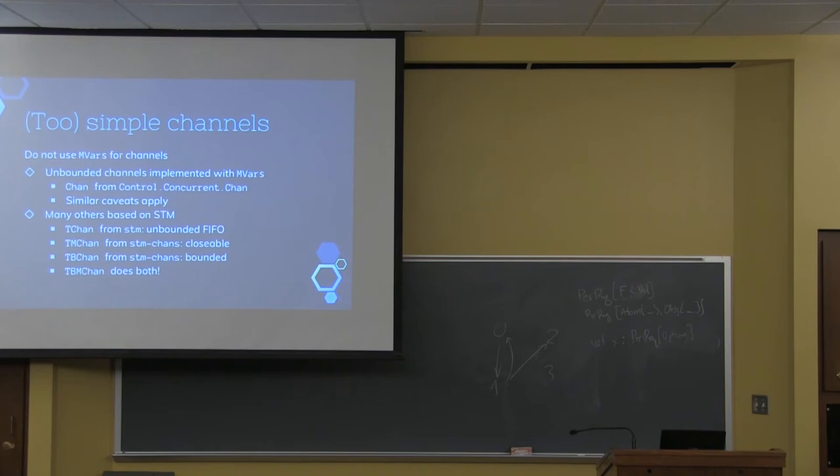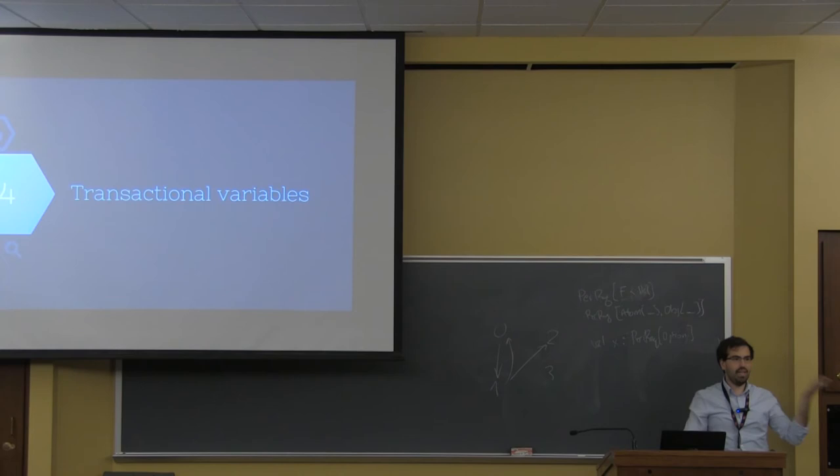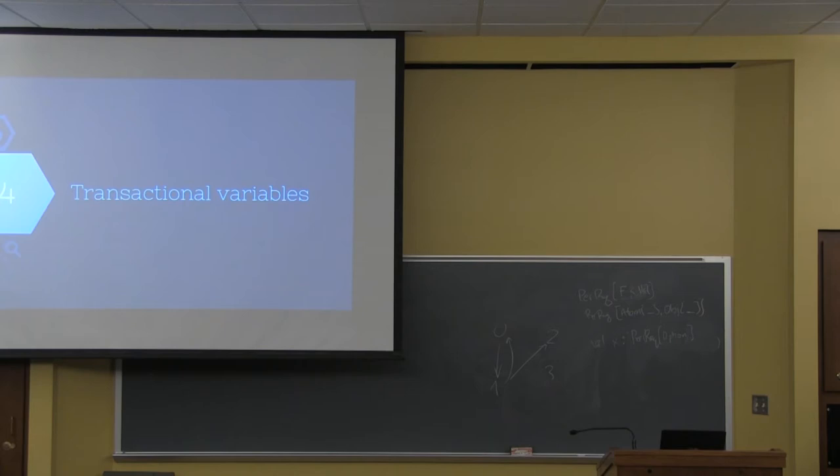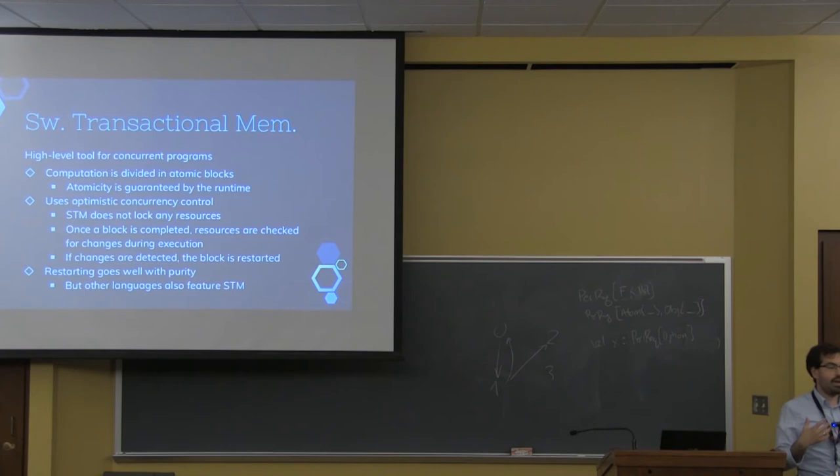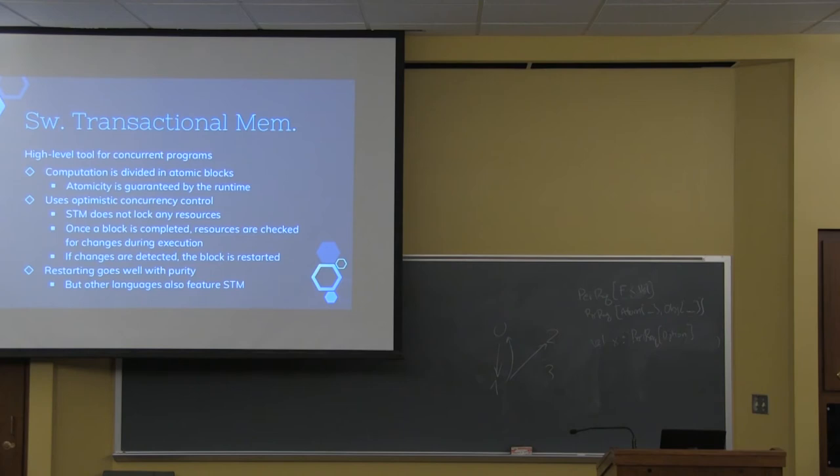So you have many, many of them. You have Chan for Control.Concurrent.Chan, and you have some others on STM, which actually would be our last and final kind of model, transactional variables, or software transactional memory. This is like a high level view on concurrent programs, where each computation is divided into blocks that have to be atomic, and this atomicity is going to be guaranteed by the runtime.